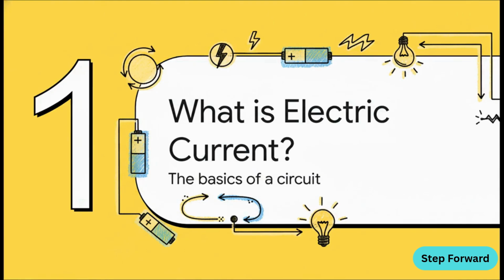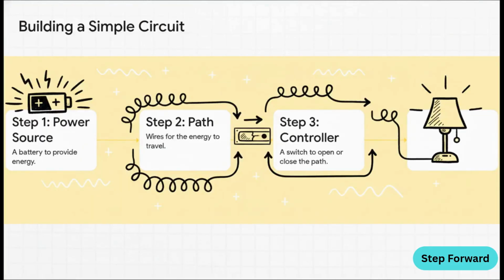Okay, so to understand the crazy amount of power coming from our walls, we first need to get a handle on how it moves. And for electricity, that journey always happens inside something we call an electric circuit. Think about building the simplest circuit imaginable. You just need four key things.